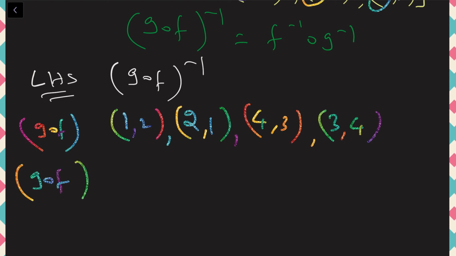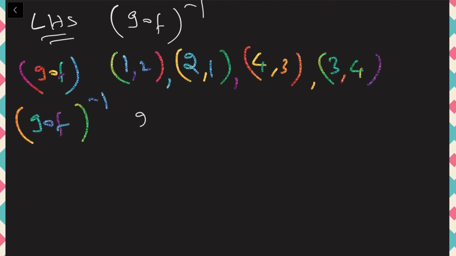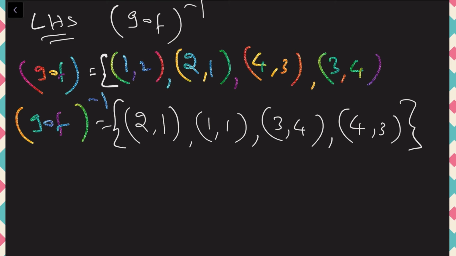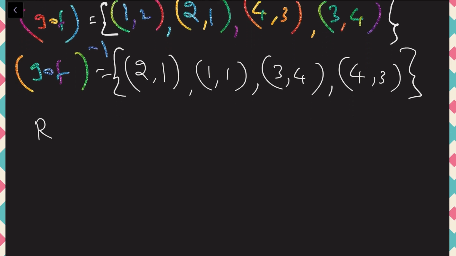So g of f whole inverse: 1 comma 2 will become 2 comma 1, 2 comma 1 will become 1 comma 2, 4 comma 3 will become 3 comma 4, 3 comma 4 will become 4 comma 3. This is the value of g of f whole inverse. Now let us move to the RHS. In the RHS, he is asking to find f inverse of g inverse.